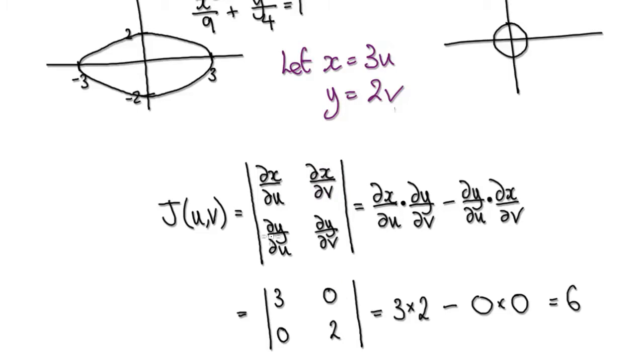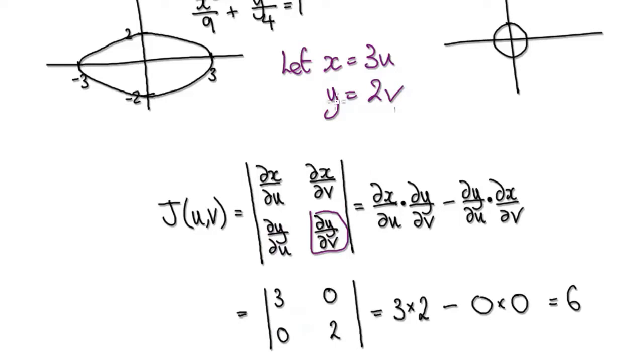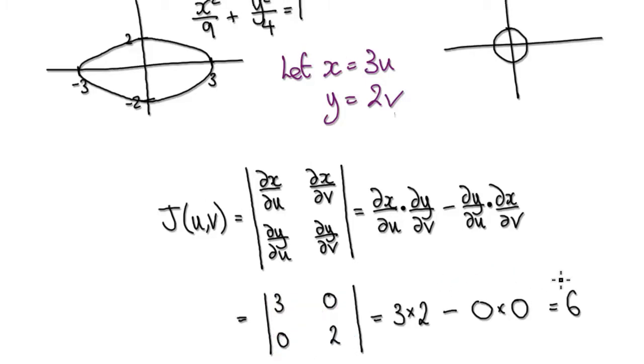And then take the partial derivative of y with respect to u. So there's no u here. So when you differentiate this, it would be 0. So this thing here would be 0. And take the partial derivative of y with respect to v. Well, with respect to v, there is a v here. So it just becomes 2. So the determinant of this thing here would be this times this, which would be 6, take away this times this, which would be 0. So it's really 6.